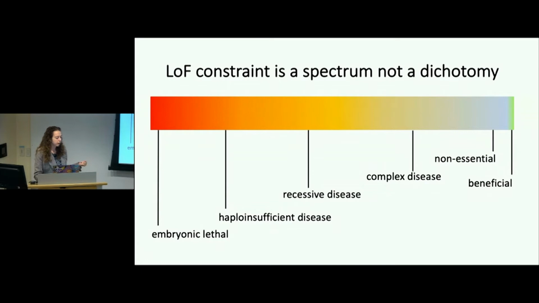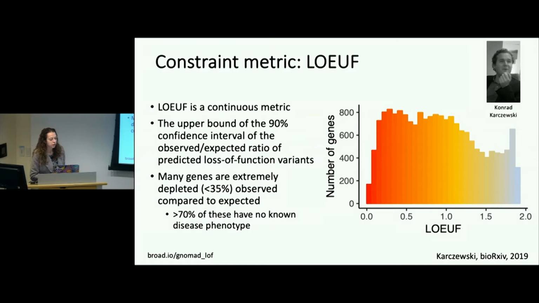This is more biology. Loss-of-function constraint is really a spectrum, not a dichotomy. You're going to have things that are embryonic lethal, where we should never see loss-of-function variation in the human population. You'll have others that cause haploinsufficient disease, where you will occasionally see them in the general population and you'll definitely see them in people with disease. Then recessive disease is in the middle, and then more complex disease, along with non-essential and beneficial genes. The constraint metric for this was developed by Konrad Karczewski and is called LOEUF, and it's a more continuous metric, as you can see from the graph of the LOEUF scores of all the genes here.